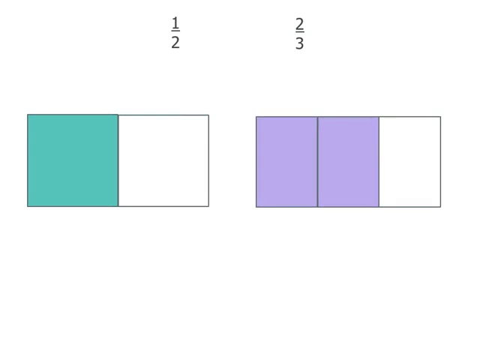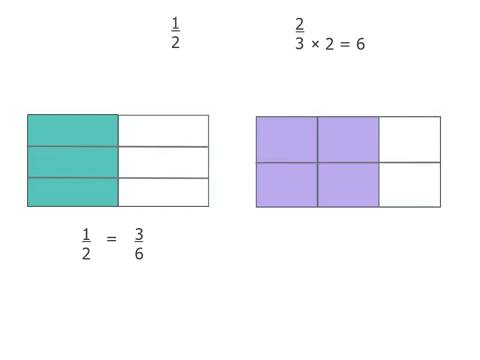We're going to multiply the denominator 2 by 3, the other denominator, to get 6. And we're going to split each of those 2 pieces into 3, and that makes 6 pieces altogether. So 1/2, or 1 out of 2 pieces, is the same as 3 out of 6 pieces. Our other fraction is 2/3, so we're going to multiply our denominator 3 by 2, and we also get 6. So we're going to cut each of those 3 pieces into 2 and make 6 pieces. And you can see that 2/3 is equal to 4/6.